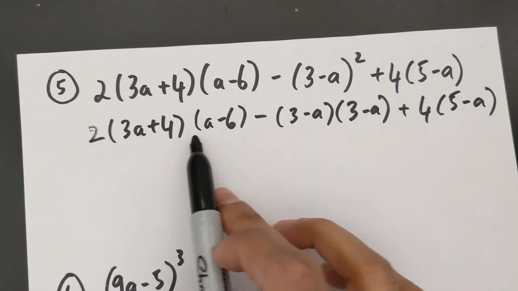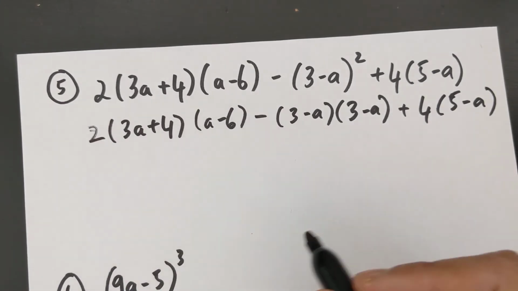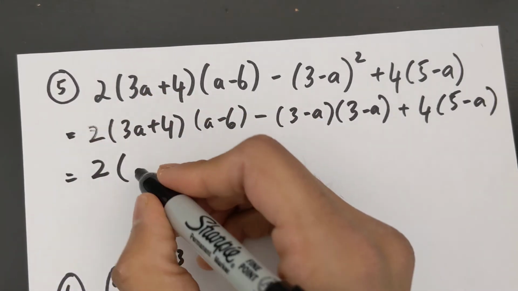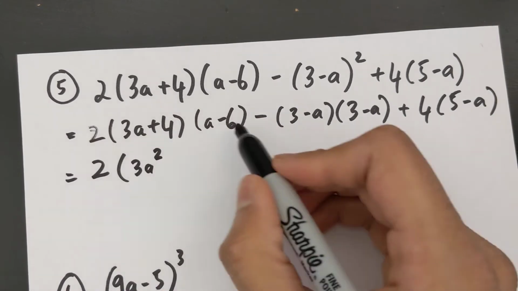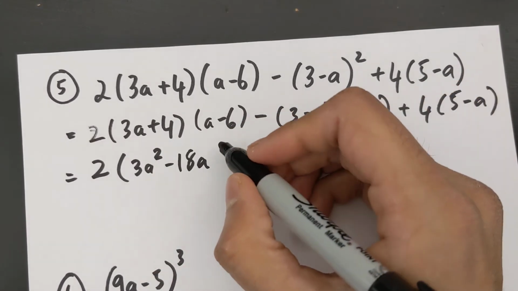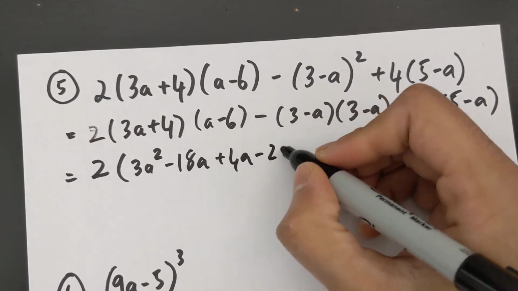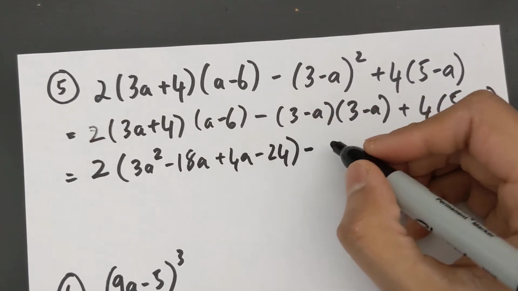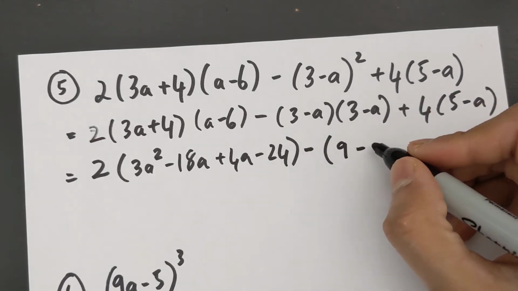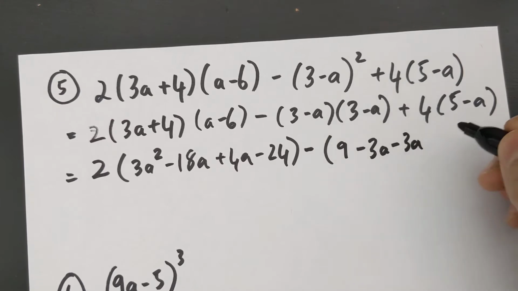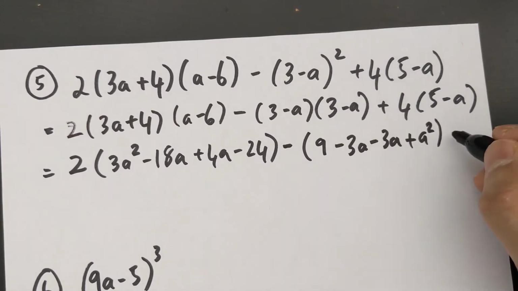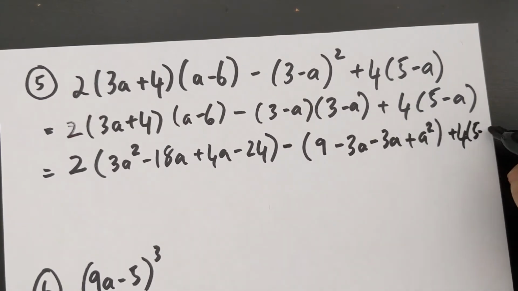Okay, I'm going to start with foiling out the two brackets, basically expanding them. So I'm going to put a 2. Now I'm going to put a bracket, so 3a times a is 3a squared, 3a times negative 6, negative 18a, plus 4a minus 24, minus, and then same thing for these two brackets, I'm going to expand them out, so that's 9 minus 3a minus 3a plus a squared, and I'm going to just write the rest the same, plus 4, 5 minus a.